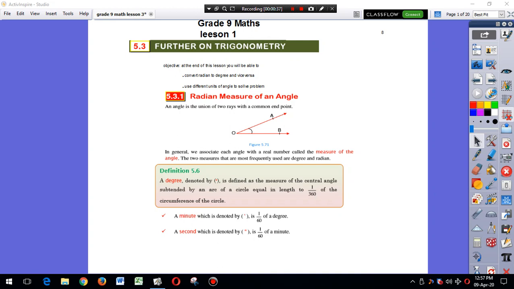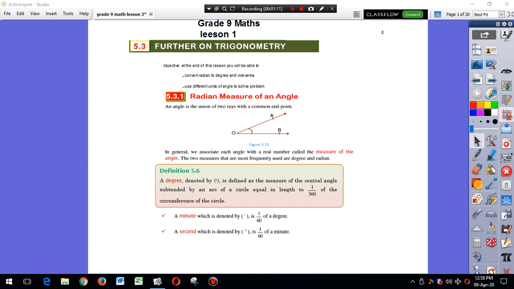An angle is a union of two rays with common endpoints. Let's say, for example, when we are going to see angle AOB, it is formed by the common endpoint of ray OA and ray OB. In general, we associate each angle with a real number called the measure of the angle. The two measures that are most frequently used are degree and radian.